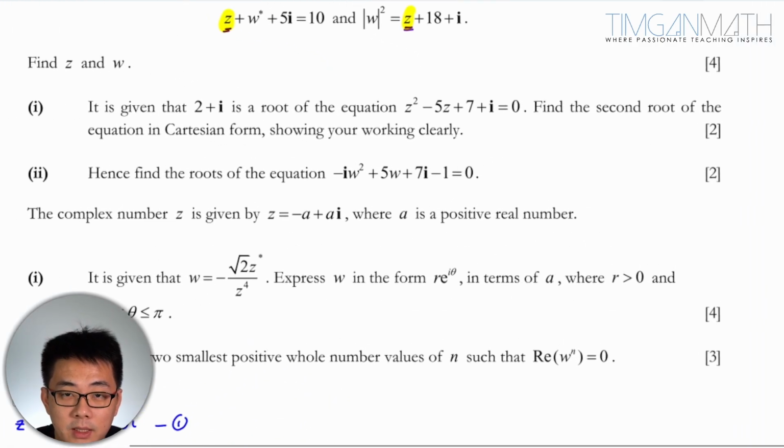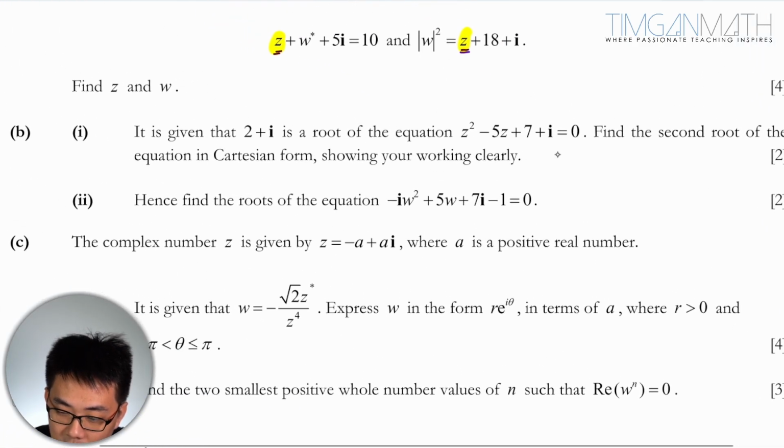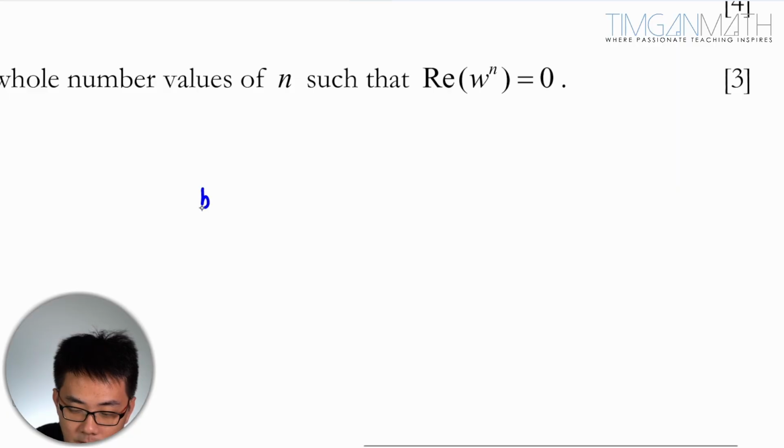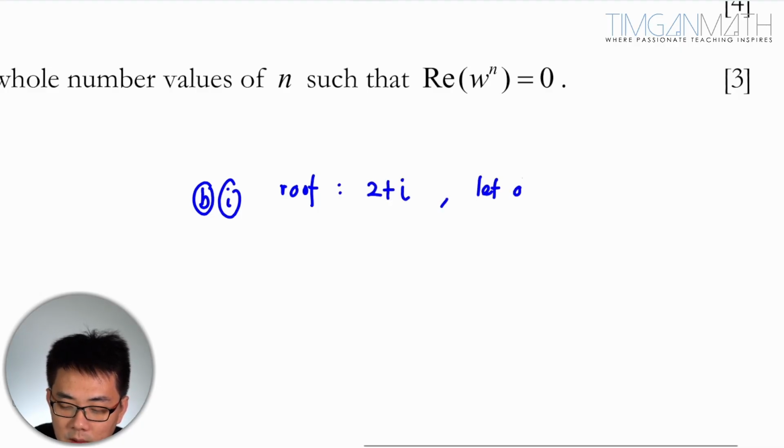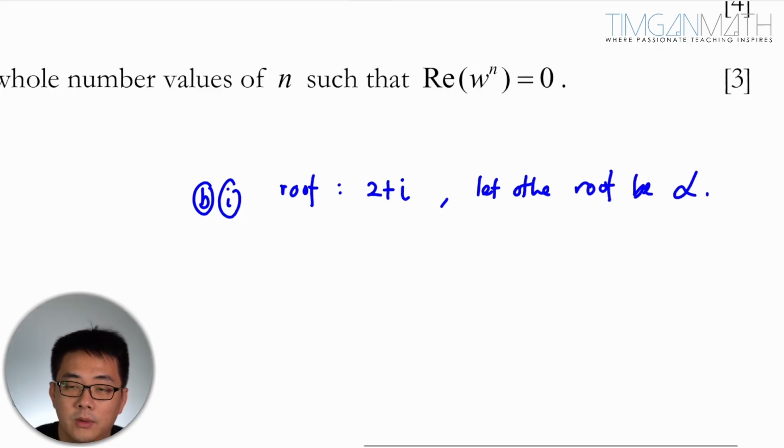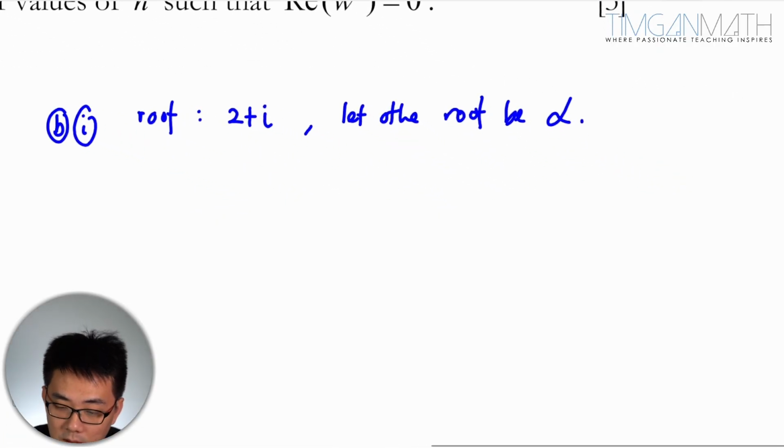So let's get to part B. It is given that 2 plus i is the root of this equation here. Find the second root of the equation in Cartesian form, showing your answer clearly. Now there are a few ways. I think I'll just do the easier one, B(i). So we know that the root of the equation is actually 2 plus i. Let the other root be alpha. We're just going to solve for alpha. So the other root will be alpha.